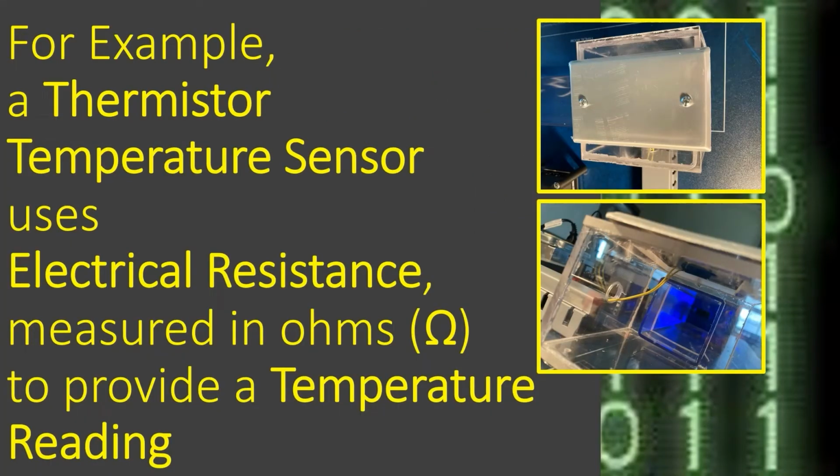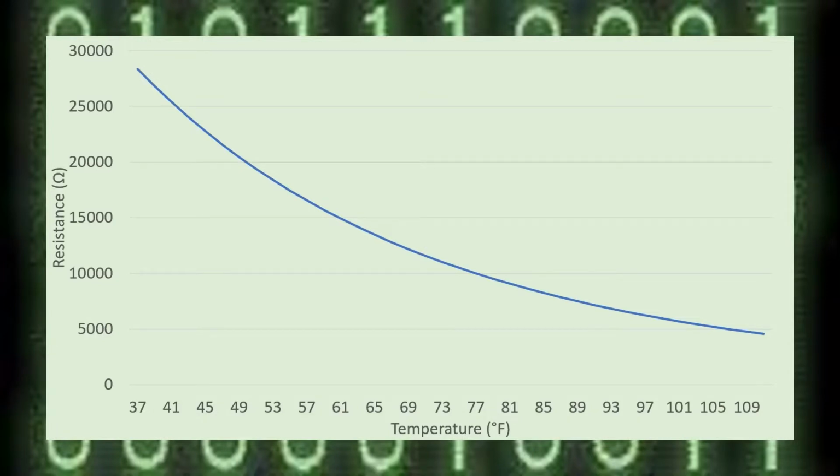For example, the building automation trainer that you'll use in this class uses a thermistor-type temperature sensor that communicates temperature as electrical resistance measured in ohms to provide a temperature reading. Thermistor-type temperature sensors are made of a semiconductor material that changes its electrical resistance as the temperature changes. This graph shows the relationship of electrical resistance to temperature for the thermistors used in this class. As the temperature increases, the resistance goes down.